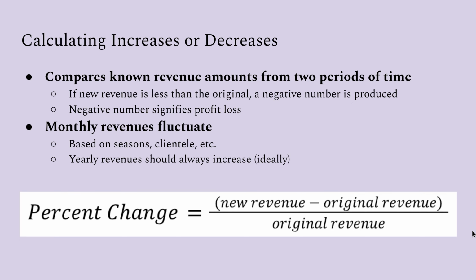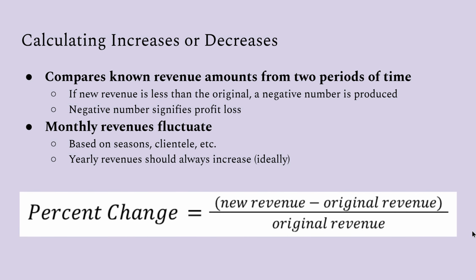When we are calculating increases or decreases, this is when we know the revenue from two different time periods and we want to compare them. So when we compare them, if the new revenue is less than the original, a negative number is going to be produced, and that will signify a loss. Now, if it's in the positive, that means you had an increase, and that's great.